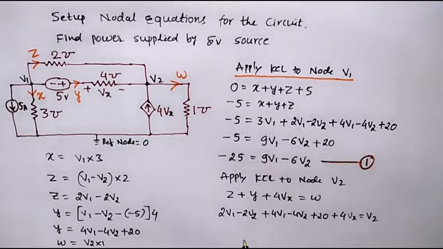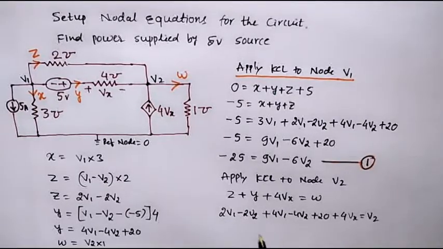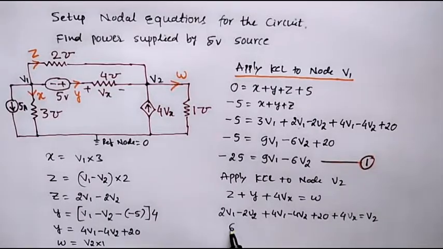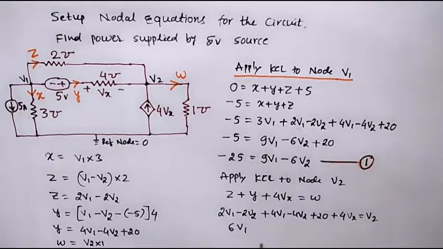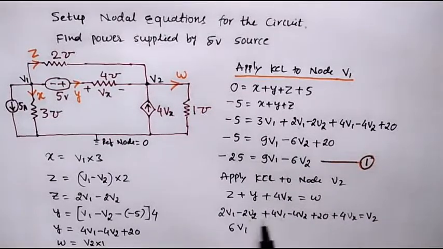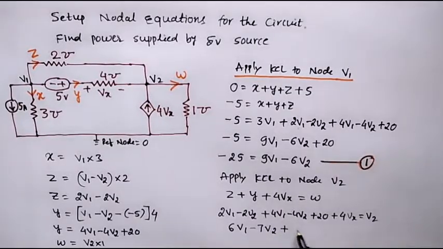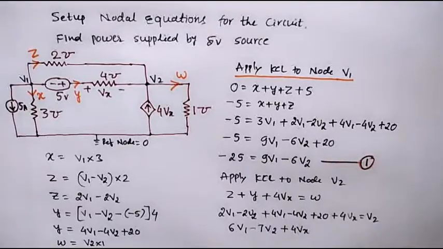So I'll simplify this further. We have 2V1 plus 4V1, that is 6V1. Here we have minus 2V2 minus 4V2. And if I take this V2 on left hand side, it will be minus V2. So it is minus 2, minus 4 and minus 1, that is minus 7V2, plus I'll write 4Vx as it is. I'll take this 20 on other side, it will become minus 20.